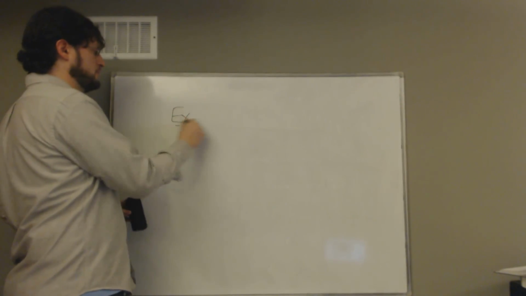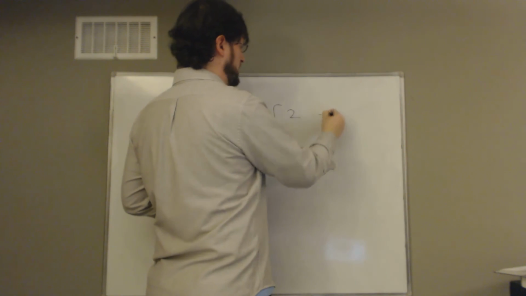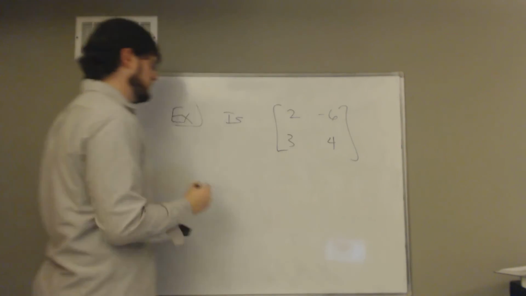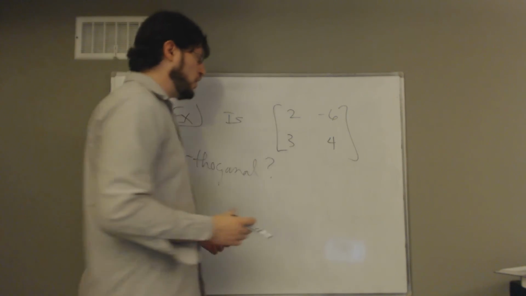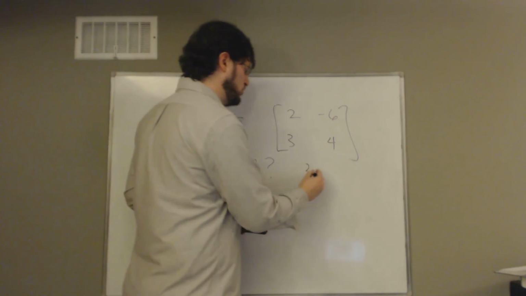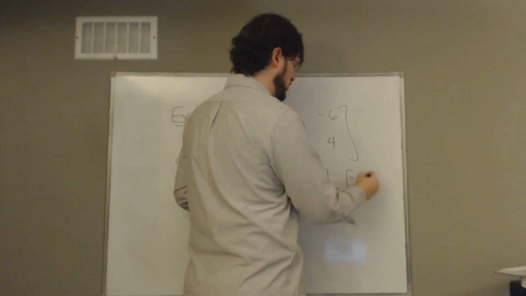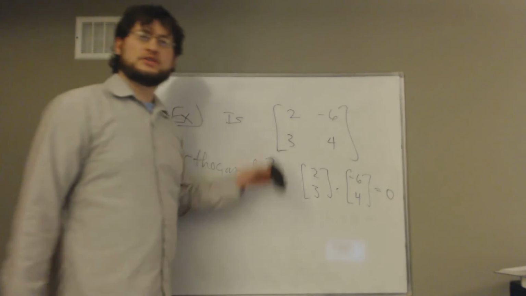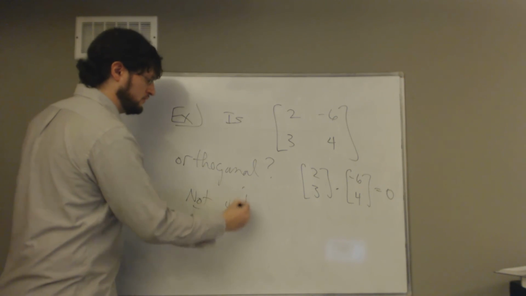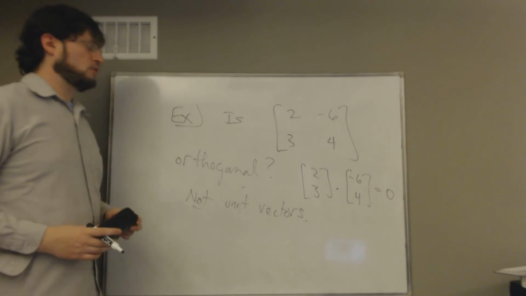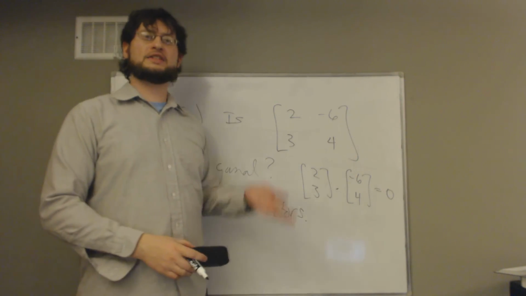So for example, is this matrix, we saw this one already, or something close to it, is this matrix orthogonal? And the answer is no. The vectors are orthogonal. 2, 3 dot minus 6, 4 is negative 12 plus 12, which is 0. So the vectors are orthogonal, but they're not unit vectors. So I may say something like, is this matrix orthogonal? If not, normalize the column vectors.